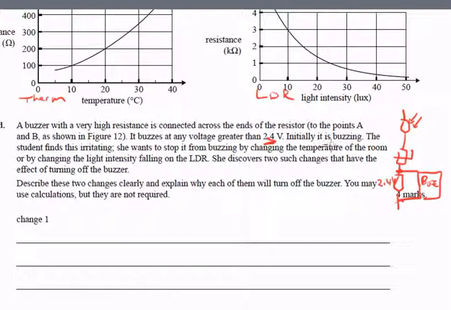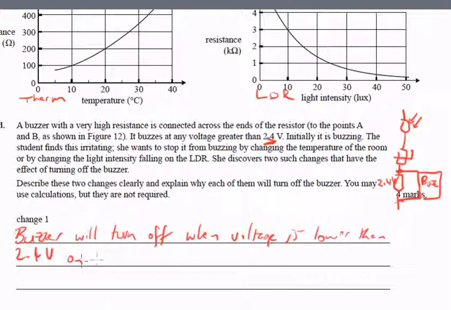Initially it's buzzing. The student finds this very irritating and she wants it to stop buzzing. She wants to either change the temperature of the room or change the light intensity on the LDR. She discovers 2 such changes that have the effect of turning off the buzzer. Describe any 2 changes clearly. Explain why each of them will turn off the buzzer. You may use calculations, but they're not required. Okay, so the buzzer will turn off when the voltage is lower than 2.4 volts on the resistor.